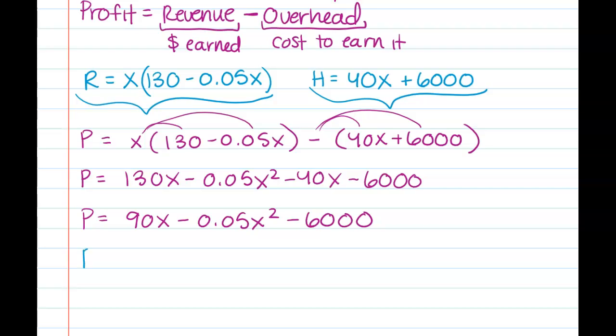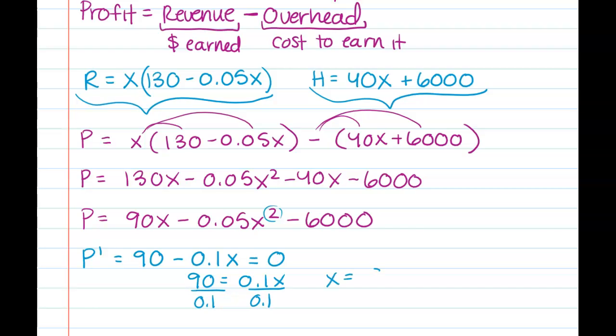So now P prime is 90 minus 2 times 0.05, which is 0.1, so 0.1x. We subtract 1 power, and then the 6,000 goes away. If we set this equal to 0, we end up with 90 equals 0.1x. Divide by 0.1 on both sides. So x is going to be 900. So here's our critical point. It's going to be 900 phones.